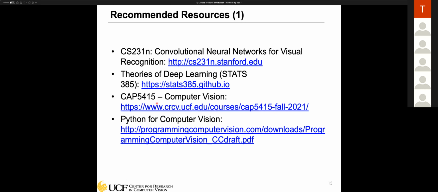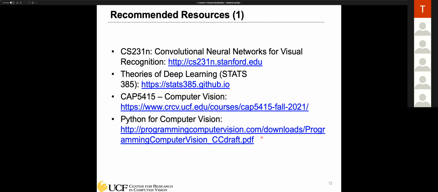And of course, Dr. Yogesh from CRCV has a computer vision course, CAP 5415. All these course materials and some lectures are available on this website. You are encouraged to check those out if you don't have any prior knowledge or background in computer vision. Okay, so the last one is Python for computer vision.